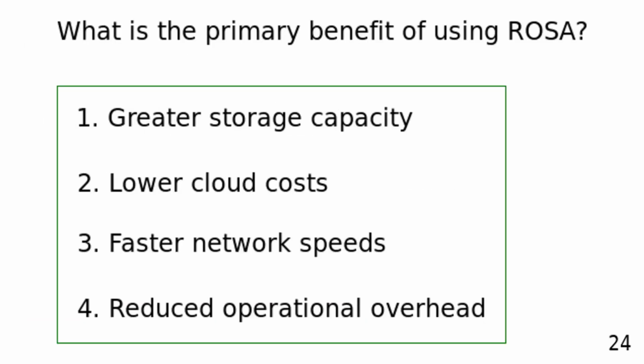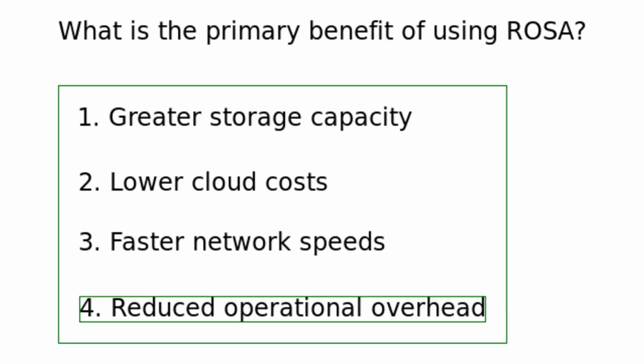What is the primary benefit of using ROSA? Greater storage capacity. Lower cloud costs. Faster network speeds. Reduced operational overhead. ROSA's primary benefit is reduced operational overhead, as Red Hat and AWS manage the control plane, updates, and security.